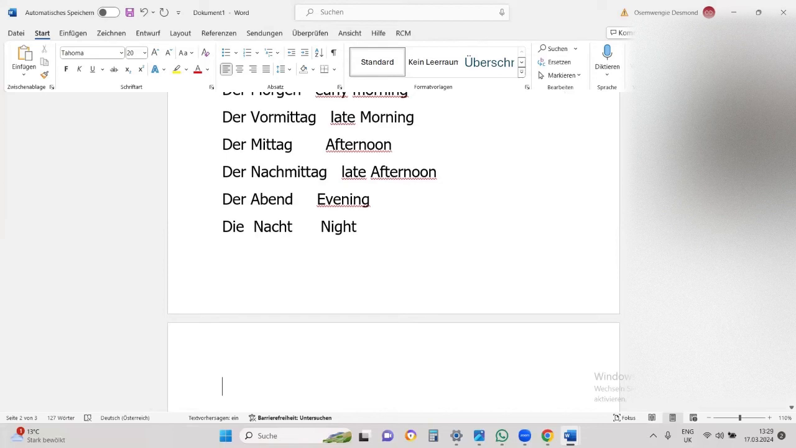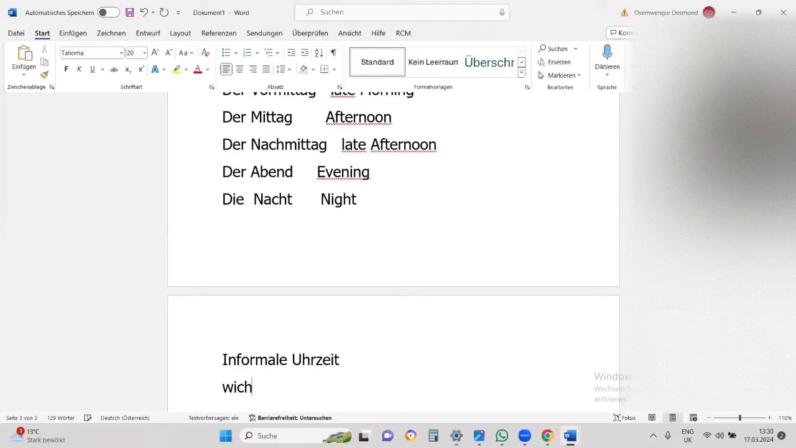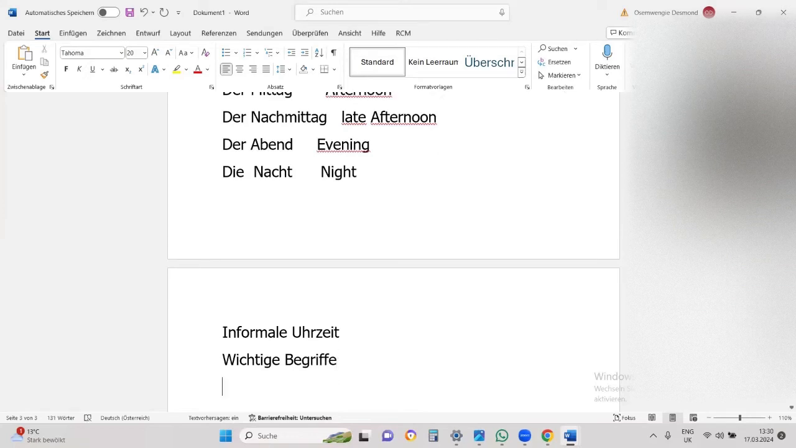So with the help of the Tageszeit and the Uhrzeit, you can, of course, say the time informally. So let's go to the informal Uhrzeit. Now, how do we say time informally? There are some terminologies you have to know. Wichtige Begriffe. Important terminologies. Expressing time informally is based on using these important basic terminologies.